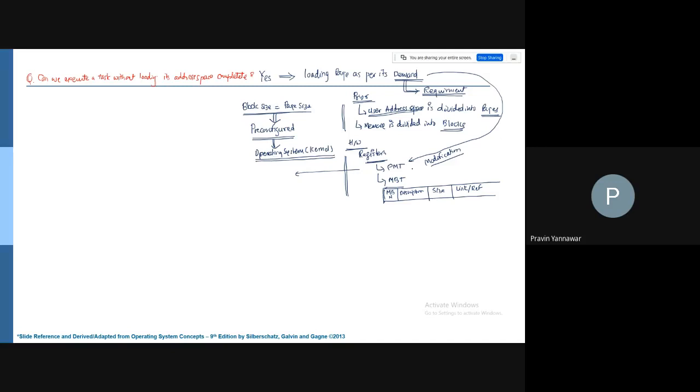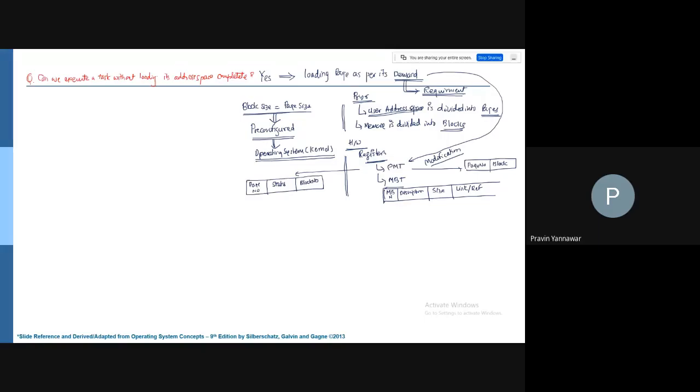Previously in the page map table, we had only two attributes, page number and its allocated block number. We are going to modify this into three attributes of information: page number, its status, and block number. So this is important.